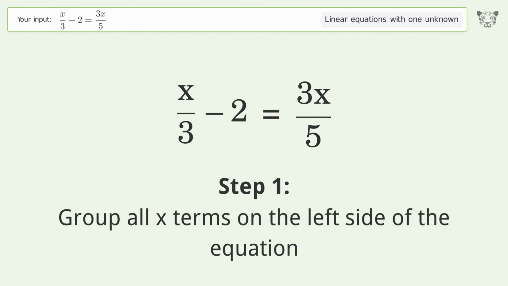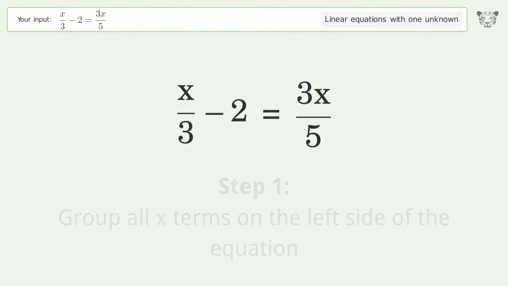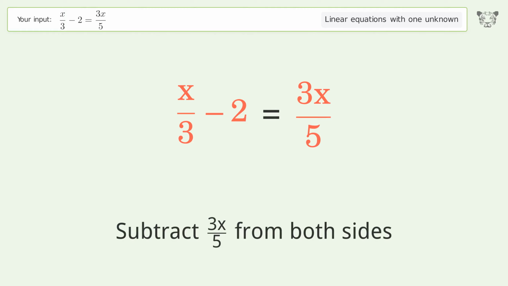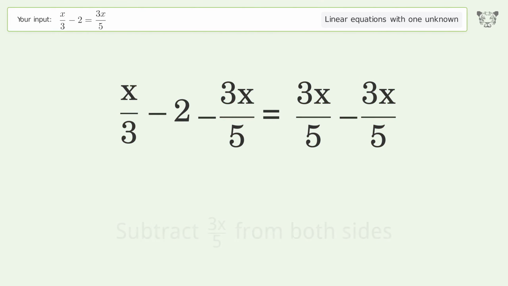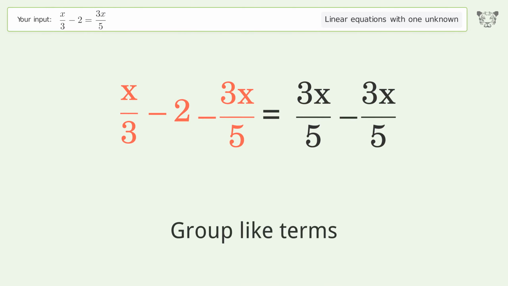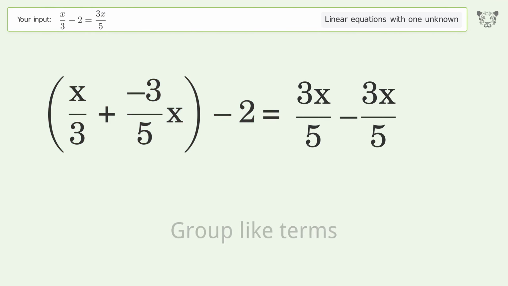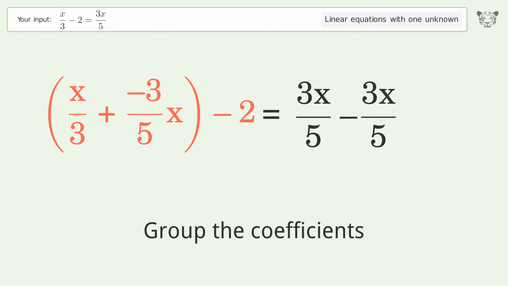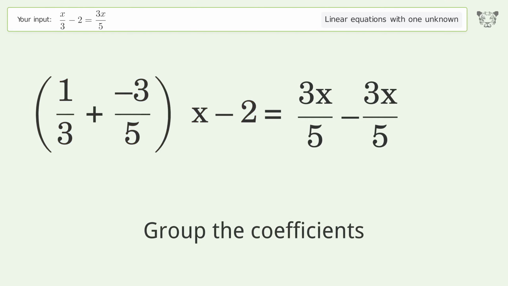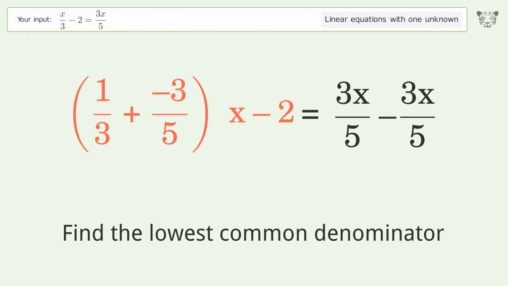Group all x terms on the left side of the equation. Subtract 3x/5 from both sides. Group like terms. Group the coefficients. Find the lowest common denominator.